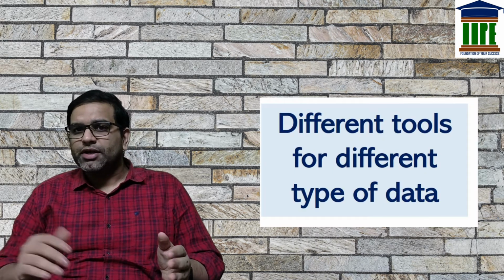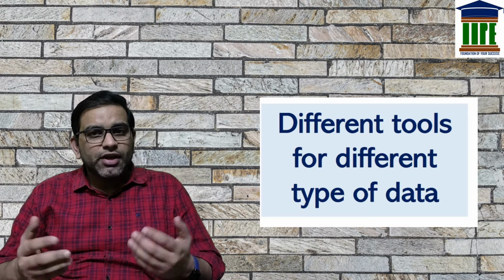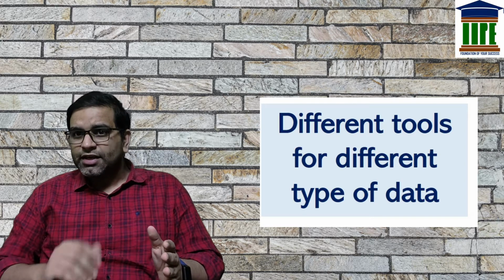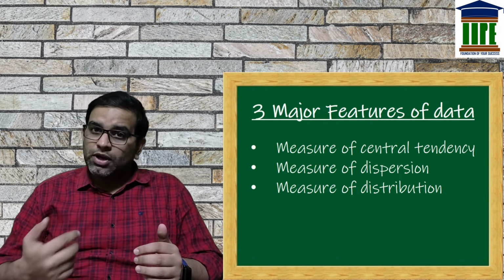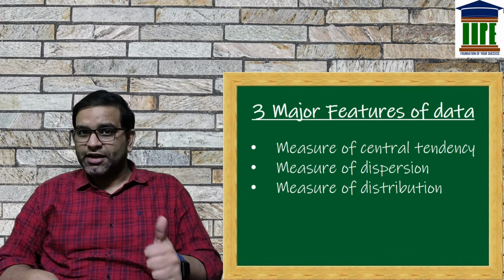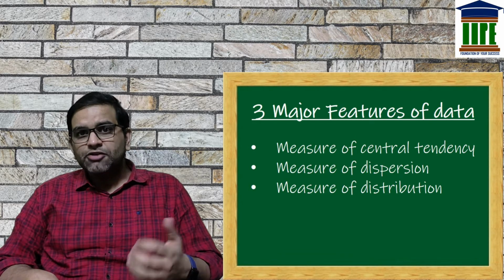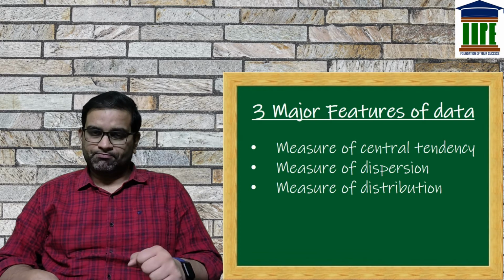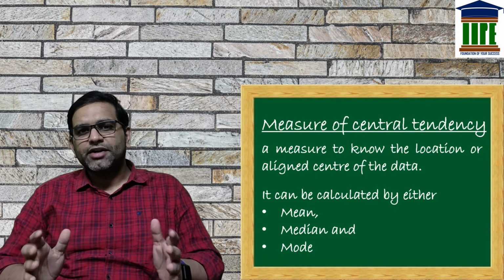Now if you want to analyze any data, it totally depends on the type of data. There are different tools for variable and different for attribute types of data. For analyzing any data, it is very important to understand three important features of the data. These features are known as measure of central tendency, the first one. Second, measure of dispersion. And the third one is measure of distribution. Now, let us try to understand what are these. We'll start with the first one, which is measure of central tendency.